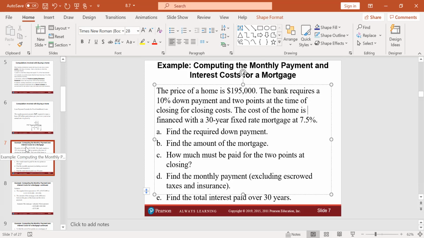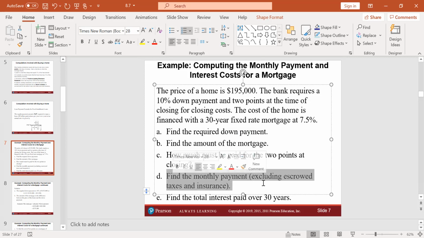Okay, so way too much detail. So let's figure out the down payment. Let's figure the amount of the mortgage, which is the amount that you are financing. Let's figure out what your closing costs will be. Let's find your monthly payment. And when it says excluding escrow taxes and insurance, what it means is we just want to figure out how much you'll be paying the bank back.